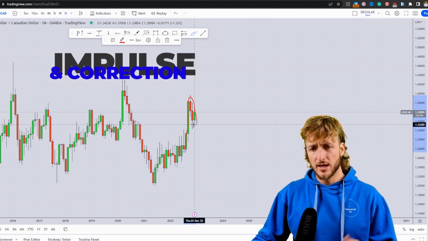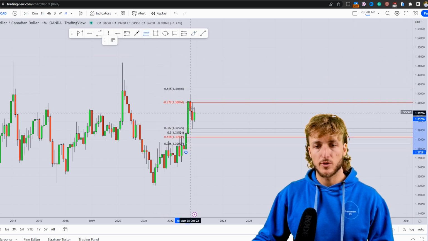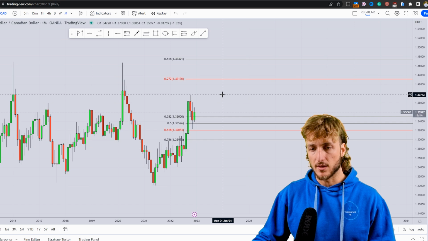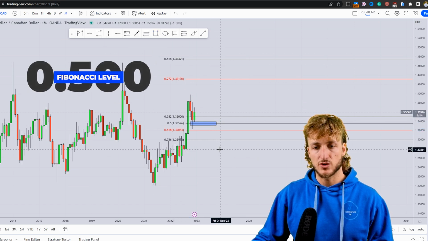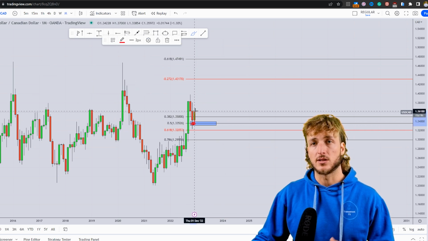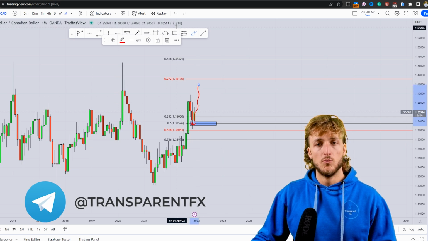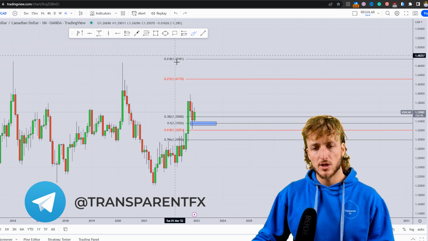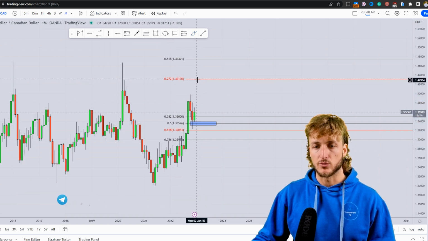Now, in general, after an impulse, if you want to measure the correction, what you have to do is take your Fibonacci from the low to the high of the impulse. And if we do that, we can see how we had a perfect 50% retracement. The market tested its zone and at the moment is starting to reject it to the upside. Now, in a situation like this, what we could expect is more potential bullish continuation for the market to complete this impulse correction and impulse pattern to the upside.